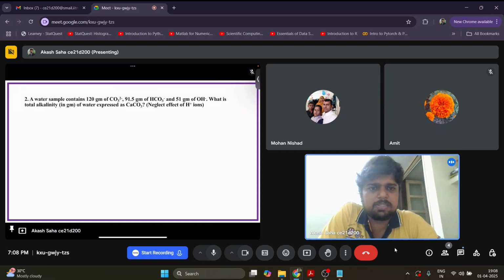So presence of H plus ions decreases the alkalinity. That is true. So that's why when we are calculating the alkalinity, we will add the carbonate, the bicarbonate, and the hydroxyl ion concentration, and then subtract the H plus ion concentration. So that is the formula for alkalinity.